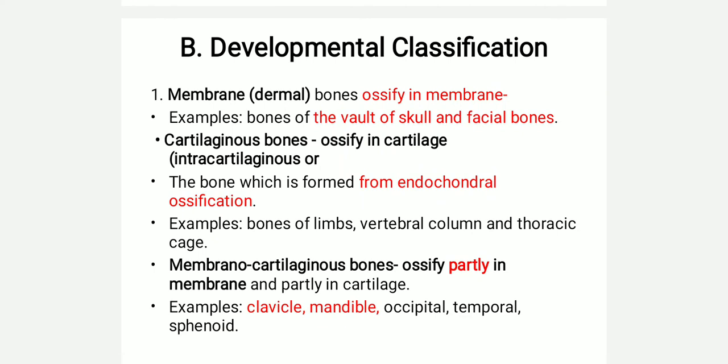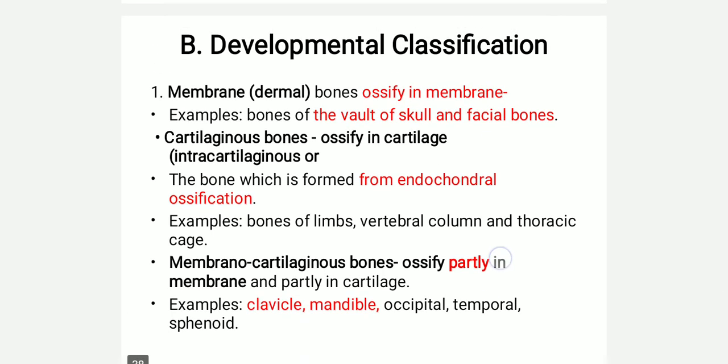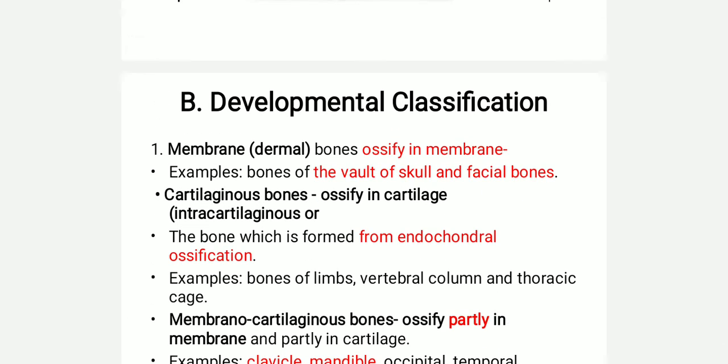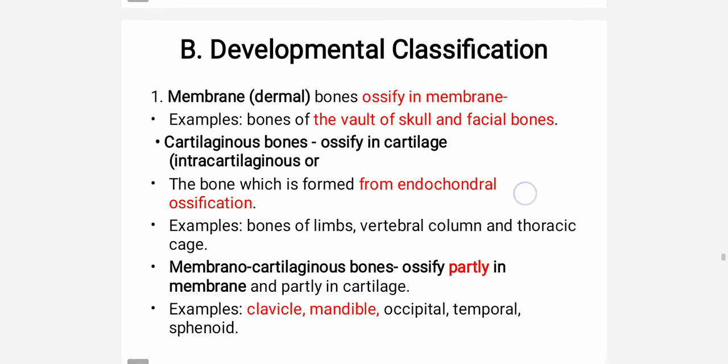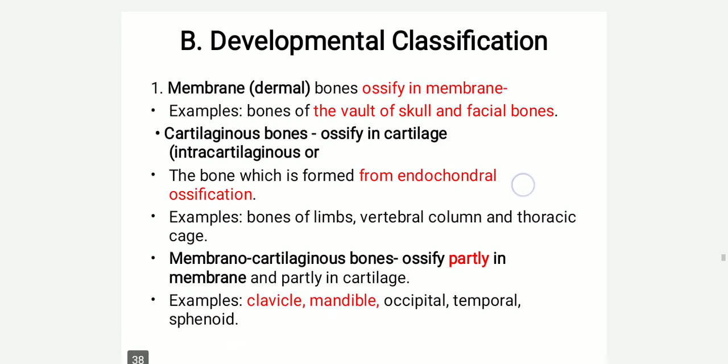Now according to developmental classification, you have to remember three: membranous ossification, cartilaginous ossification, and membranocartilaginous ossification. Okay, so membranous ossification, developmental classification according to membrane. Membranous bones ossify in membrane. Examples: bones of the vault of the skull and facial bones, these are the examples of the membranous ossification.